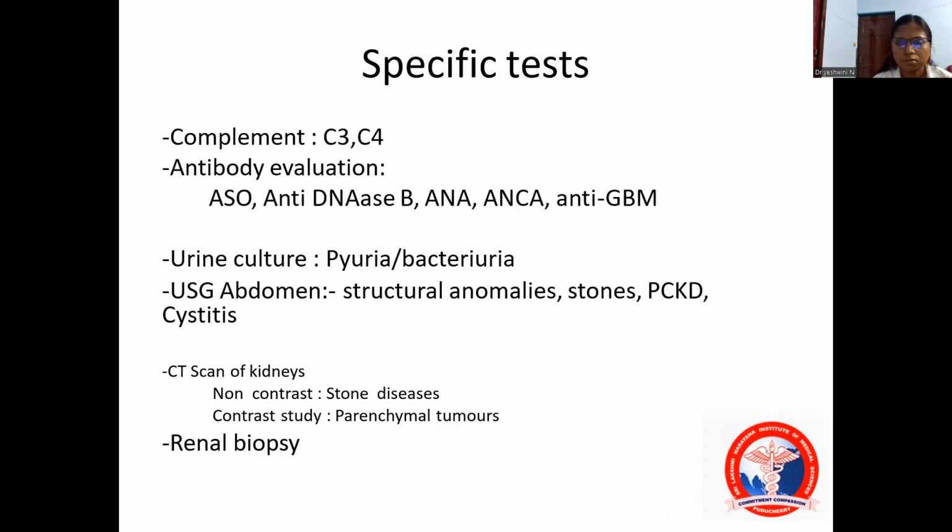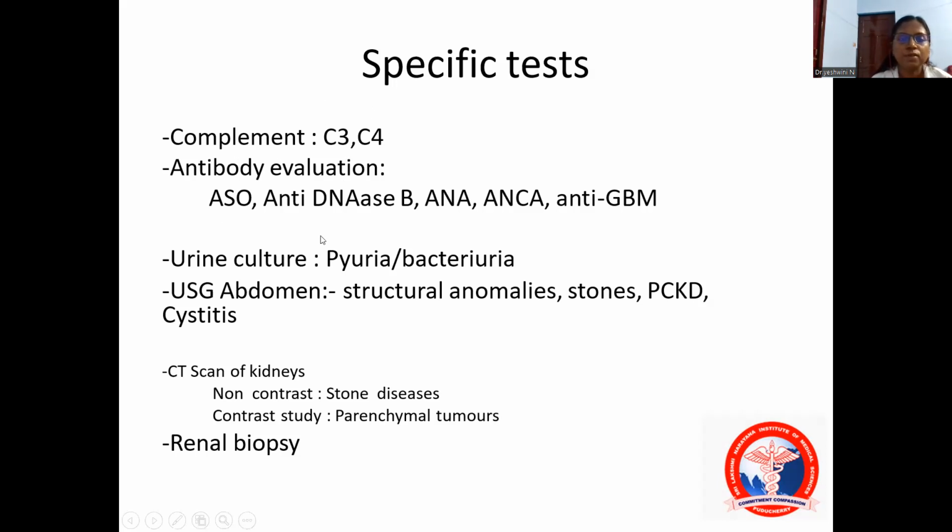Then you do some specific tests to diagnose the cause of hematuria. You do a complement test, that is C3 and C4. C3 will be reduced in acute post-infectious glomerulonephritis. Both C3 and C4 will be reduced in lupus nephritis because it is a complement-mediated disorder. In acute glomerulonephritis, C3 will be reduced for some 6 to 8 weeks, almost 2 months, and then it will recover. It will not be reduced throughout.